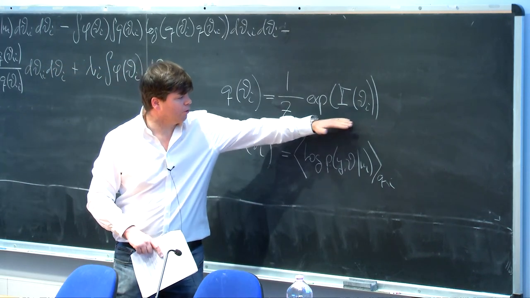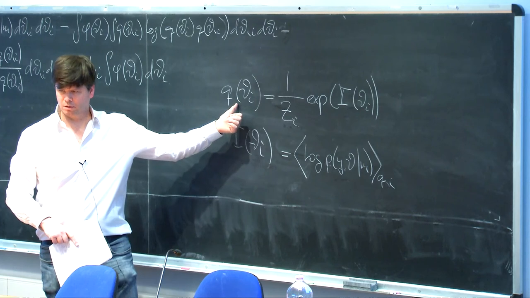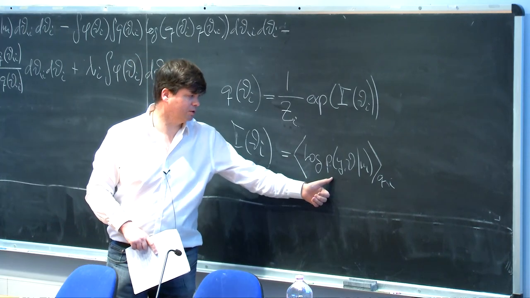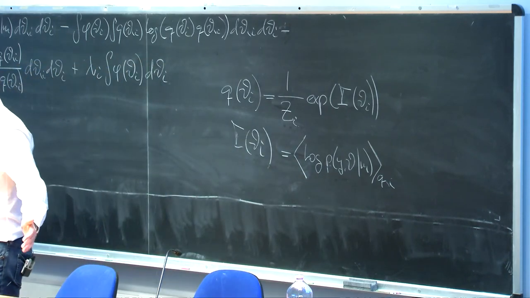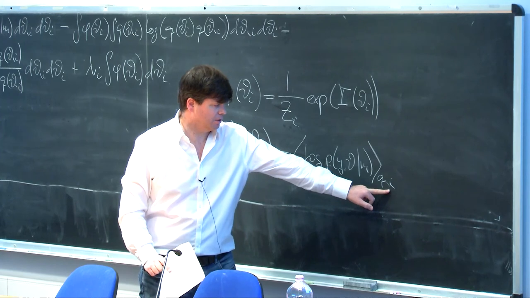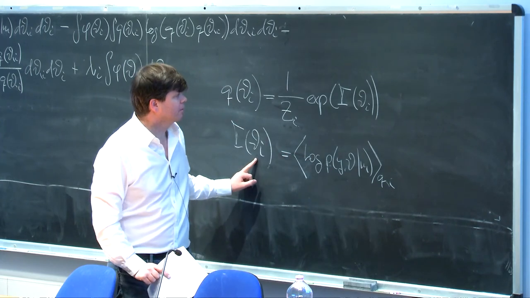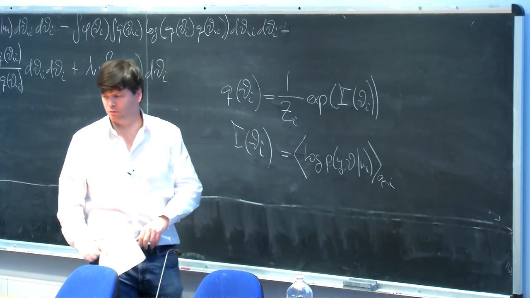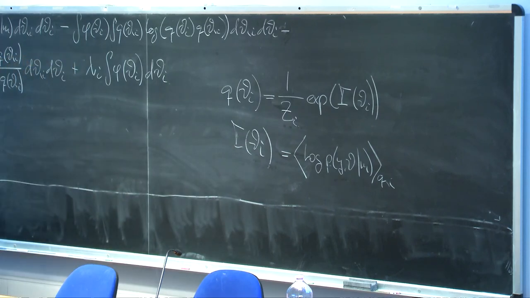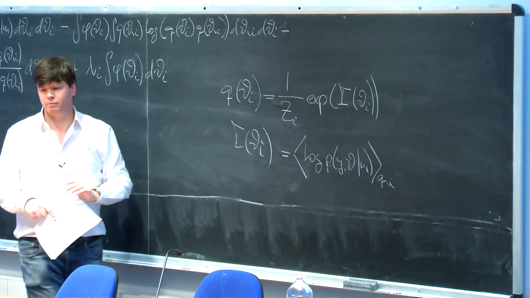So all you need to do to find your optimal Q in this mean field approximation is take your log joint, take the expectation of your log joint with respect to all of the Qs that are not I, exponentiate this, and you've got your Q. Then you multiply all of your Qs together, and you've got the whole Q, the whole approximate posterior, which is going to be optimal under your assumptions about the parametric form of Q.